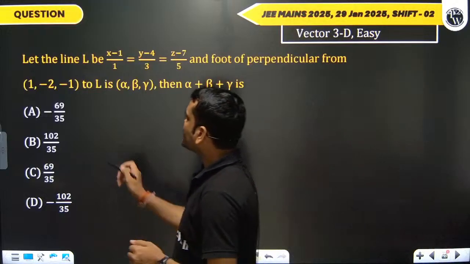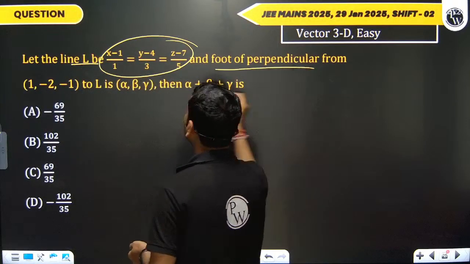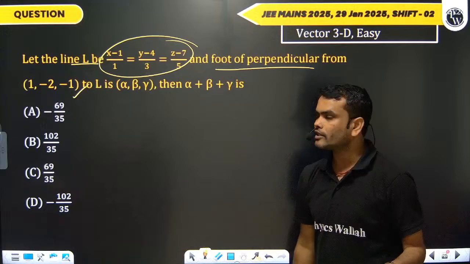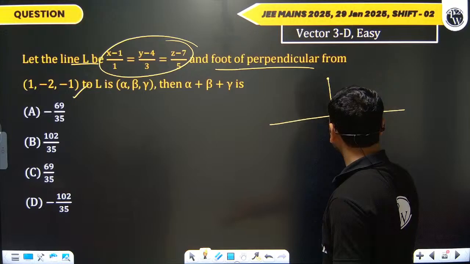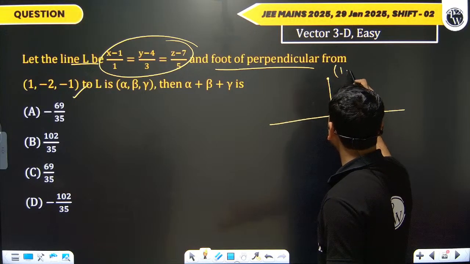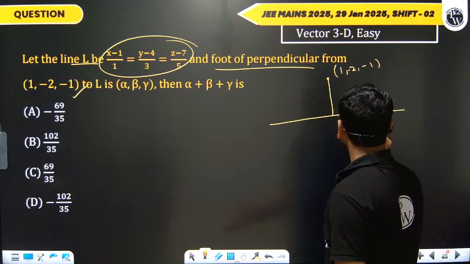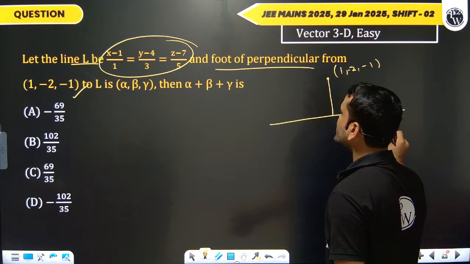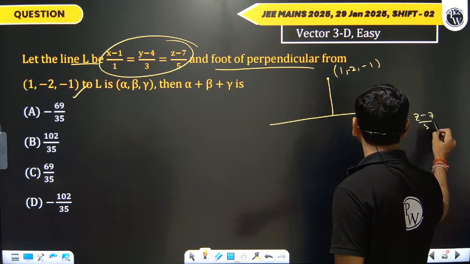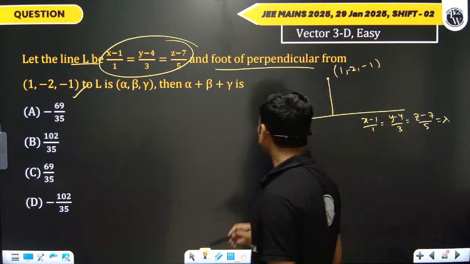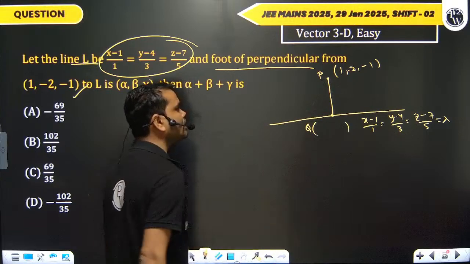Now the next question is, let the line L, line equation is given, put a perpendicular from a given point. Again a perpendicular problem, right? Every time, this is just a basic concept. You have to calculate, how will you do? This line equation is given, x minus 1 by 1 is equal to y minus 4 by 3 is equal to z minus 7 by 5. Suppose it is equal to lambda. So we will consider this point as P and this point Q. Q coordinate you have to calculate.